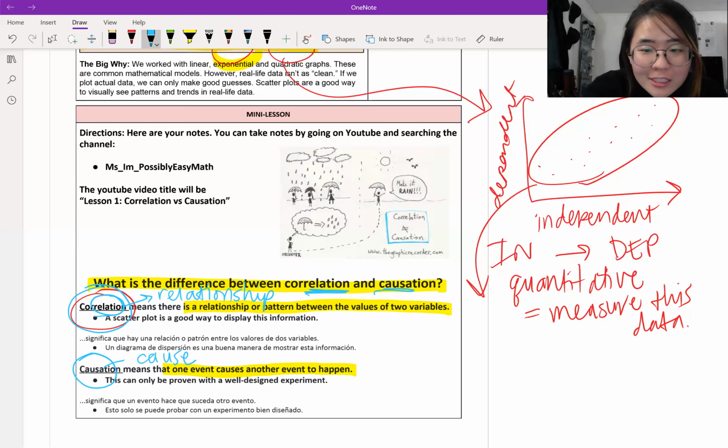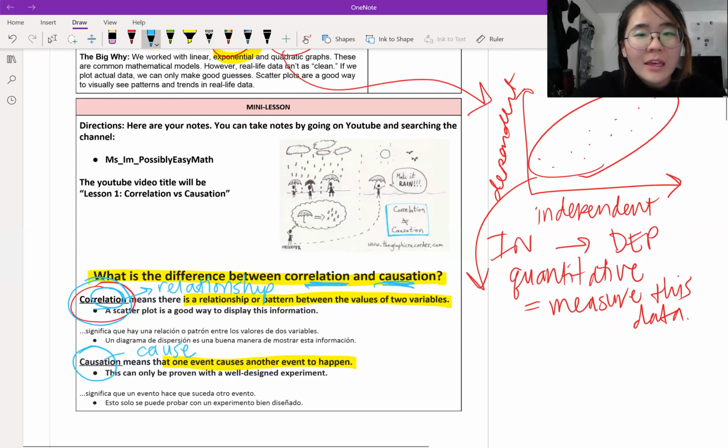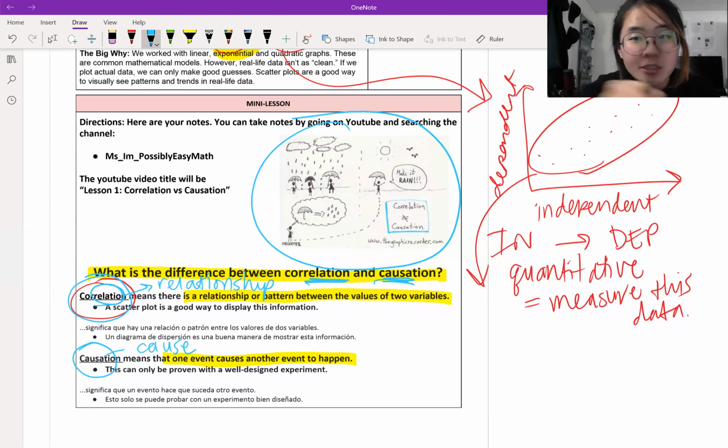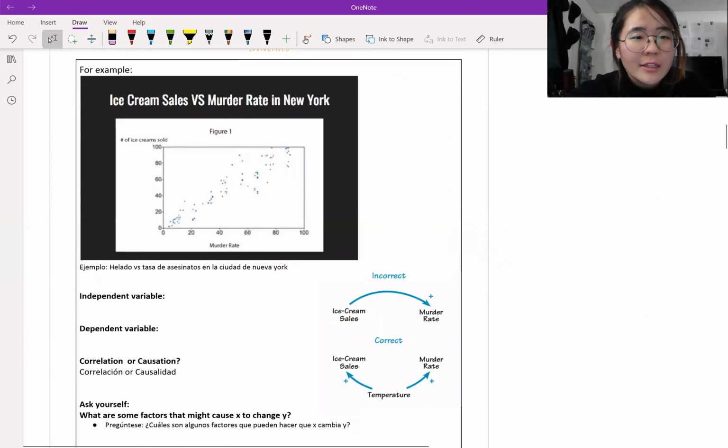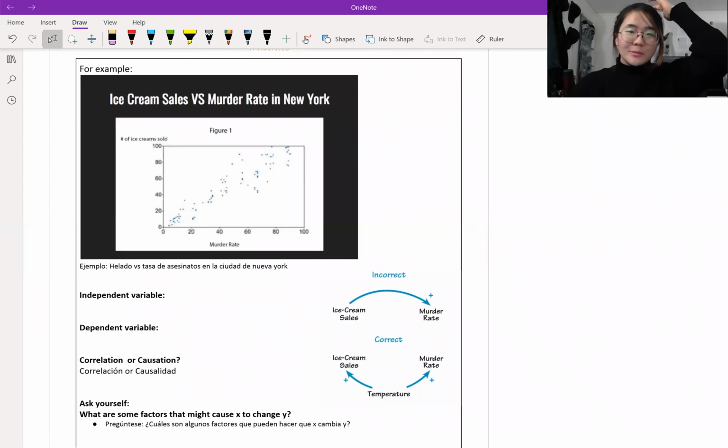Whereas causation is that there's a singular cause. X caused Y. And we have this little infographic, and we're gonna come back to this comic in just a bit. So be ready for that in a few seconds. So everyone, please turn to page 2. It's the page that has ice cream sales versus murder rate.